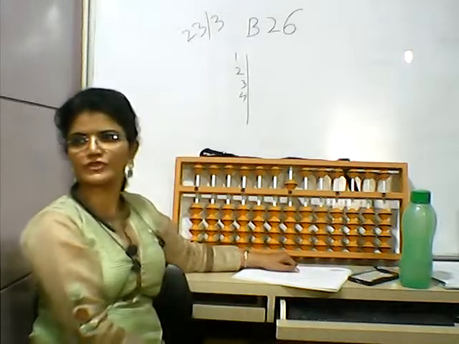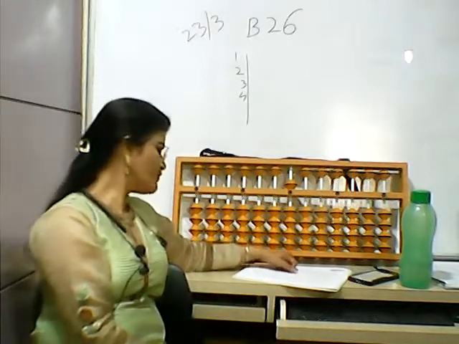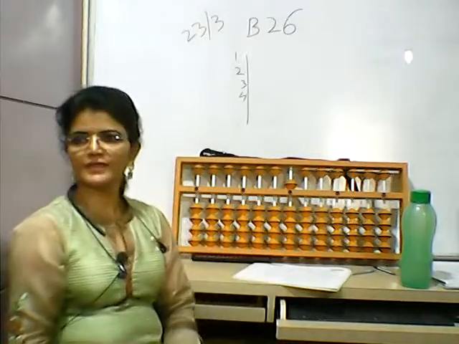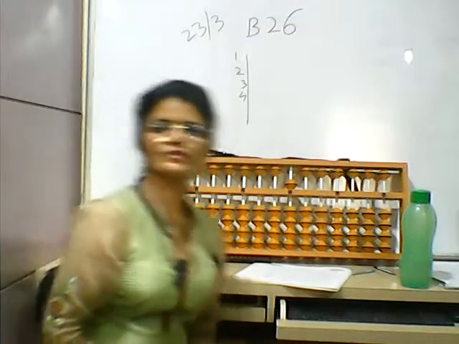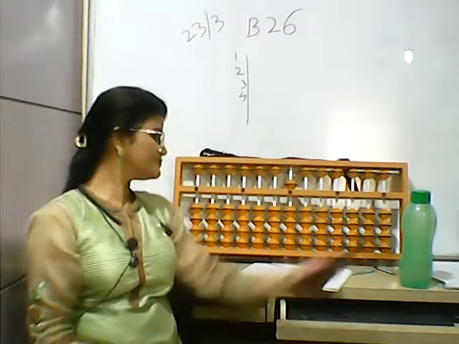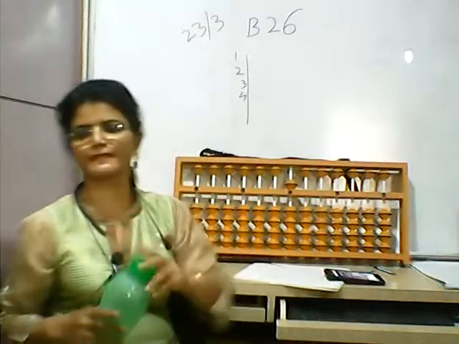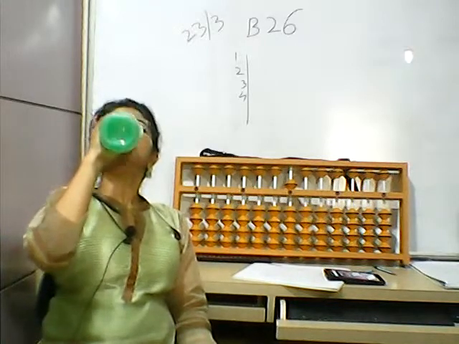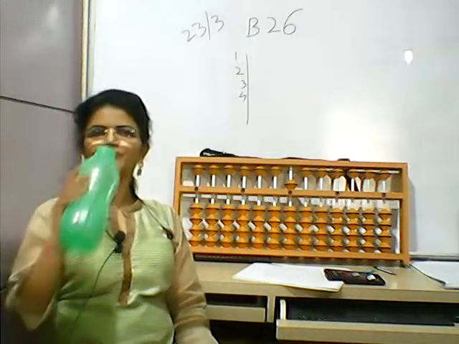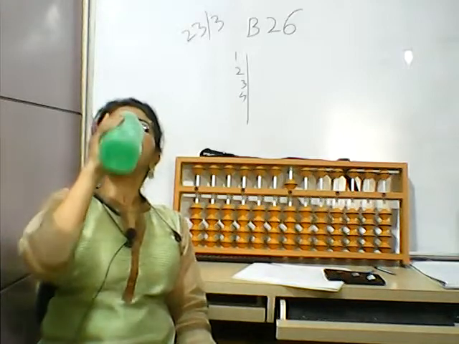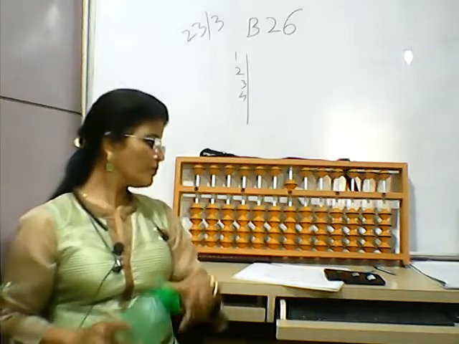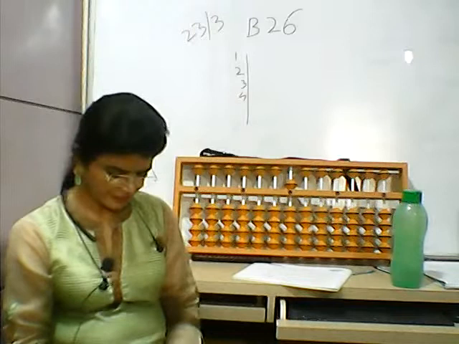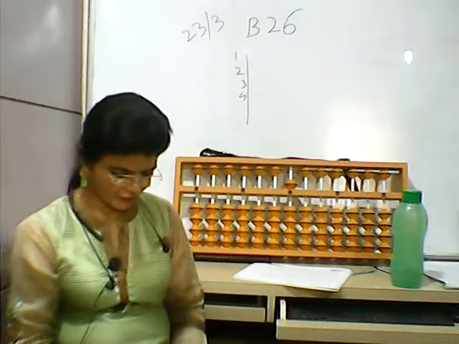8 to 15 rows are all chalo. 8 to 15, you have to do it now. Do the sums from 8 to 15.